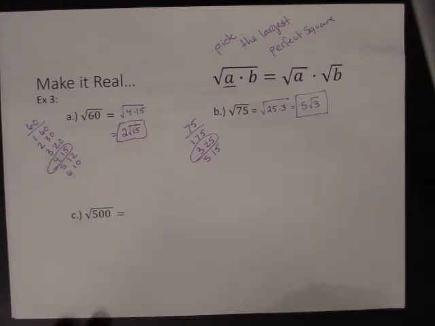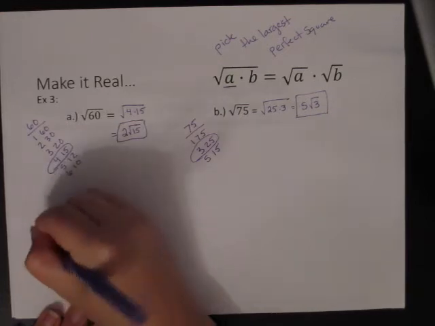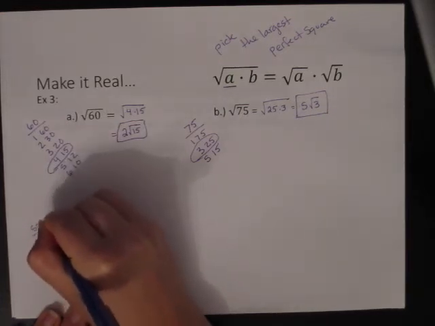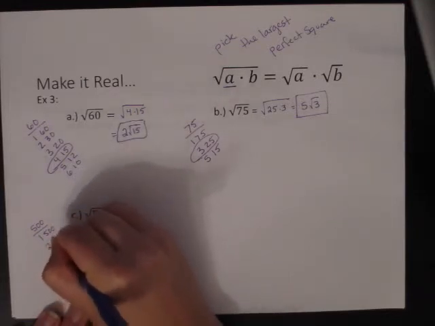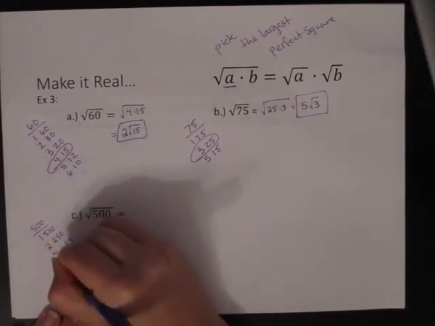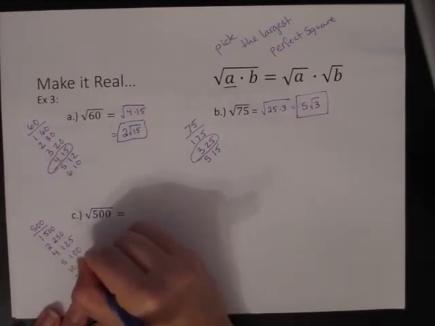Remember, you're looking for your largest perfect square. Alright, so first thing I see is that it is not a perfect square, so I have to find my factors of 500. So that would be 1 and 500, 2 and 250, 4 and 125, 5 and 100, 10 and 50, and 20 and 25.